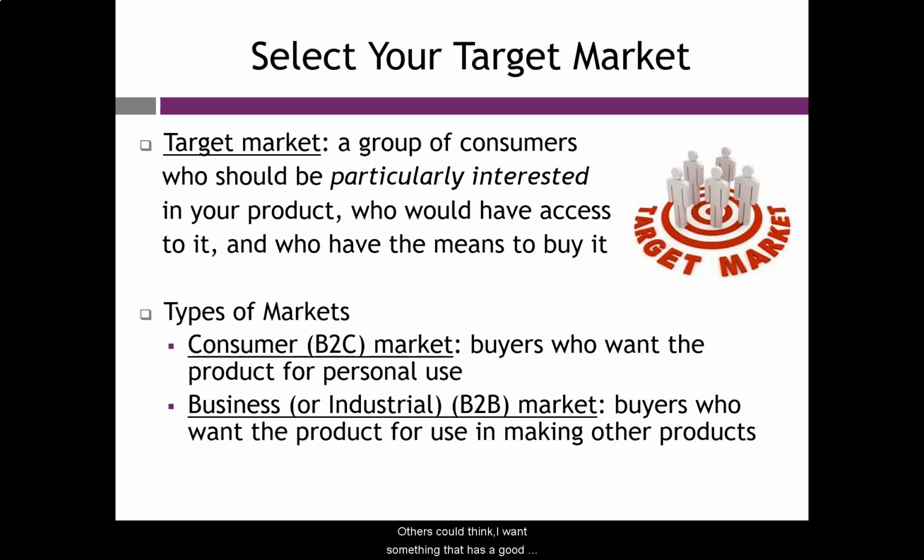Others could think, I want something that has a good value, that's inexpensive. Others, I want something that's a status symbol. Others, I want something that's green, I want an electric car. Others, I want something that's rugged that I can haul. Yes, people want cars, but there's all sorts of different reasons why. And so car makers are going to come up with different target markets to appeal to each of those markets.